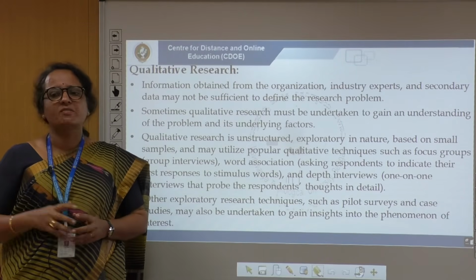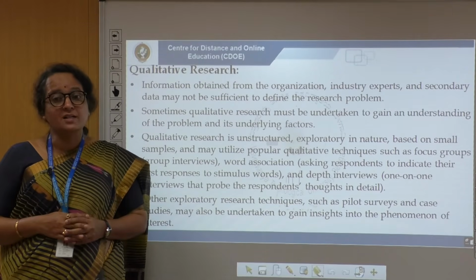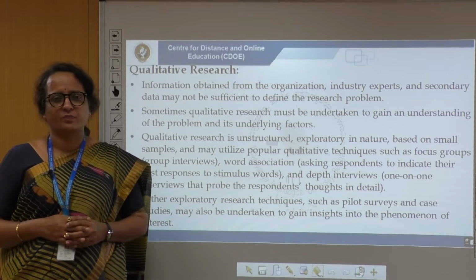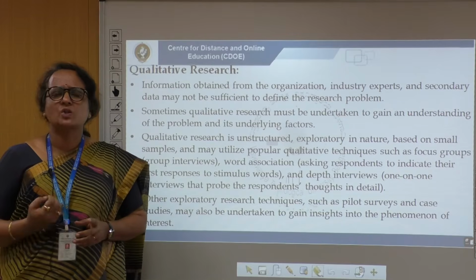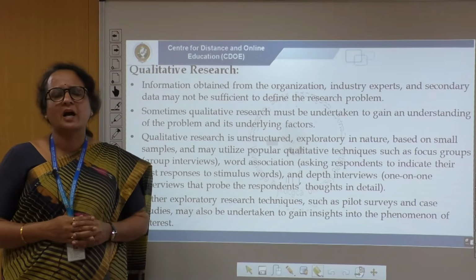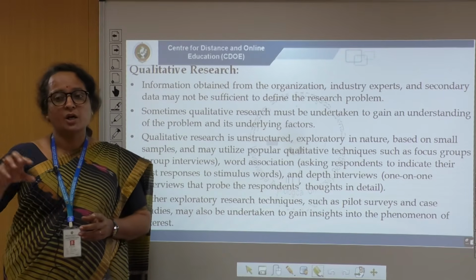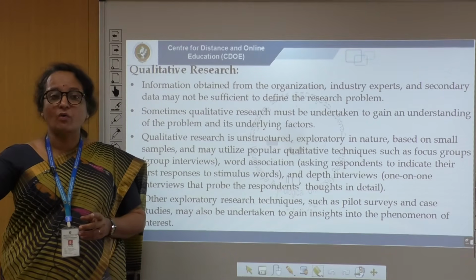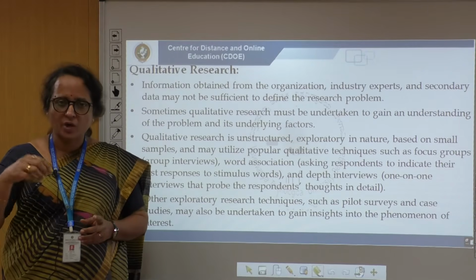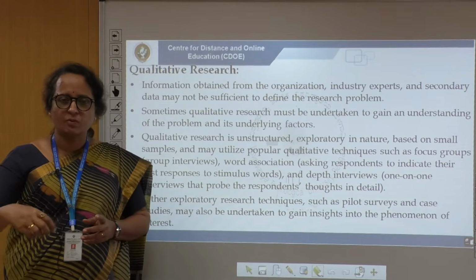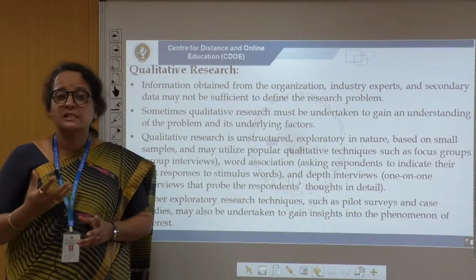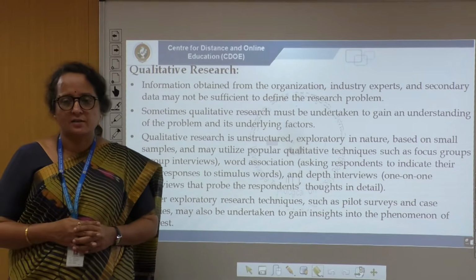Sometimes qualitative research must be undertaken to gain an understanding of the problem and its underlying factors. Available sales records may not solve that problem, or he is not in a position to understand the reasons behind that problem. So in that case, the researcher will go for conducting a qualitative research. A sample set of respondents will be chosen and an actual field study will be carried out to know the reasons behind declining sales.